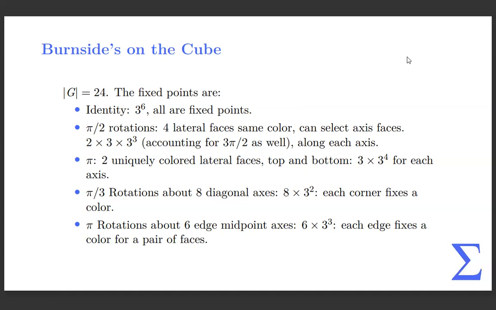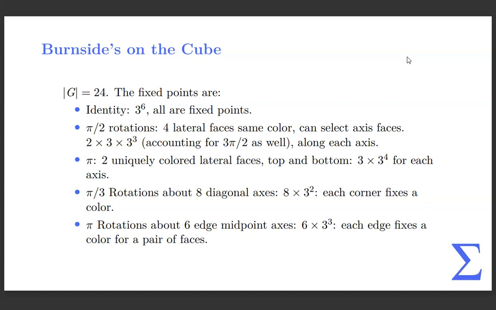Okay, what about pi? Again, very similar argument to the 180 rotation of the square, where you get uniquely colored lateral faces. So you're rotating by pi. You have to fix the top and the bottom can be whatever color, but you have to fix the left and the right and fix the front and the back. Right? So you should get 3 raised to 4, and you get 3 possible axes. So 3 times 3 raised to 4.